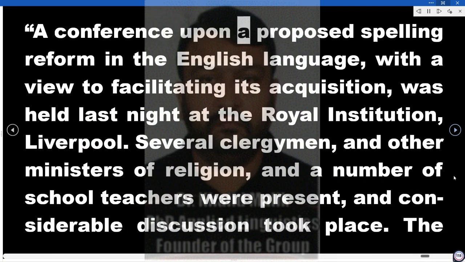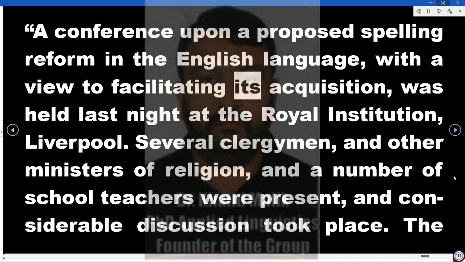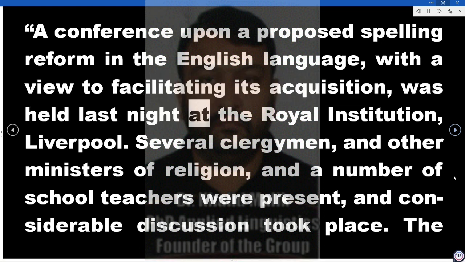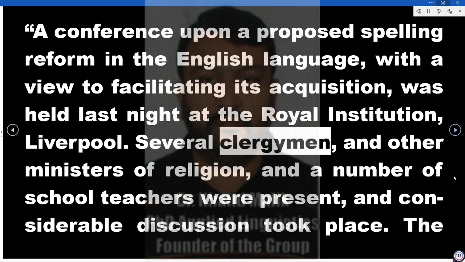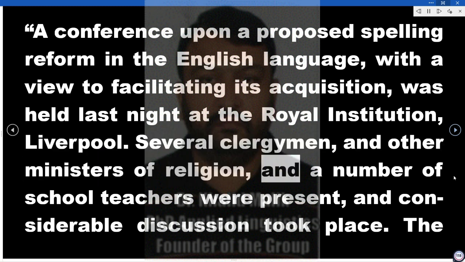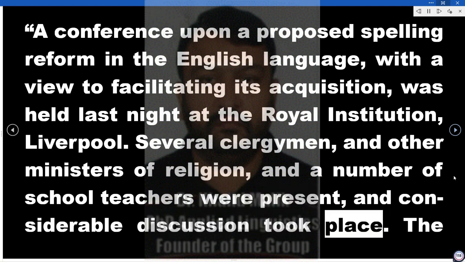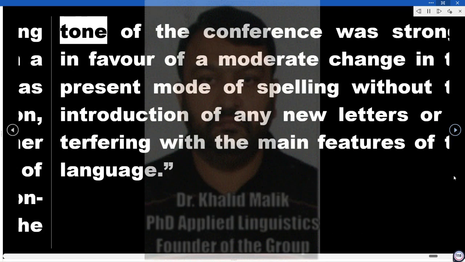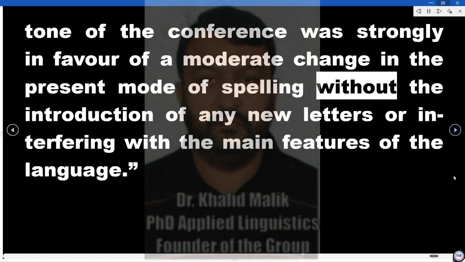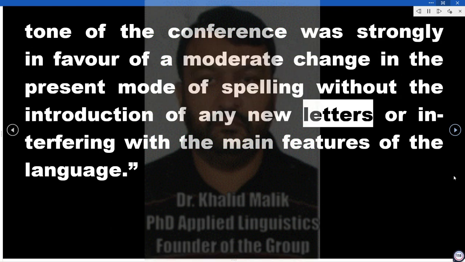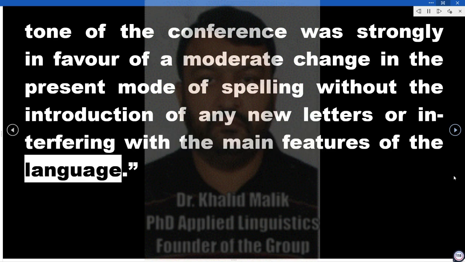A conference upon a proposed spelling reform in the English language, with a view to facilitating its acquisition, was held last night at the Royal Institution, Liverpool. Several clergymen, and other ministers of religion, and a number of school teachers were present, and considerable discussion took place. The tone of the conference was strongly in favor of a moderate change in the present mode of spelling without the introduction of any new letters, or interfering with the main features of the language.